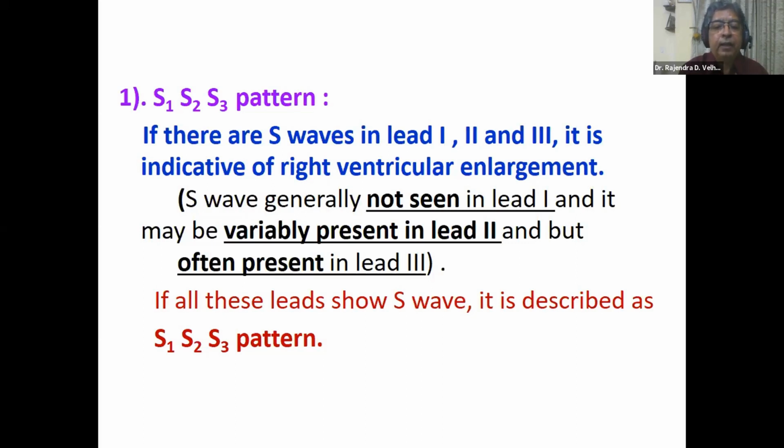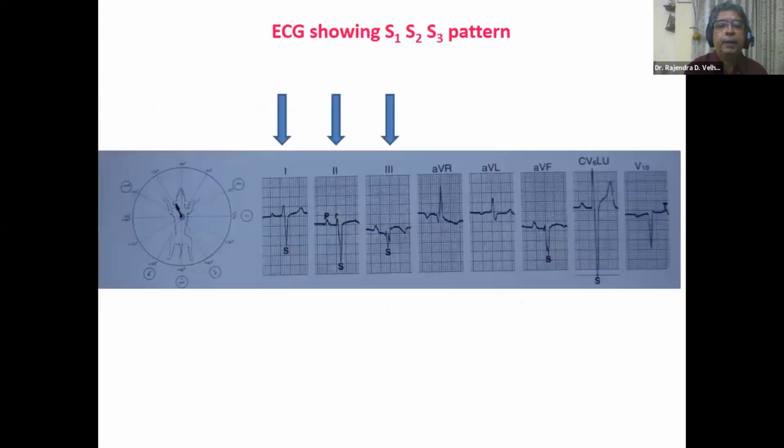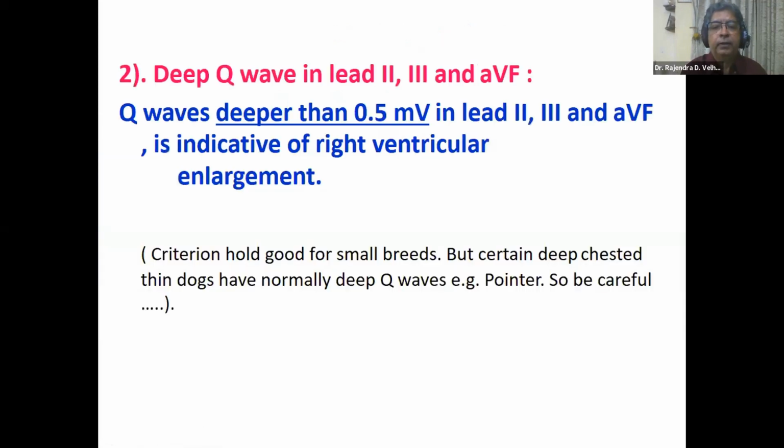That is why when all these 3 leads show the presence of the S wave, it is described as the S1, S2, S3 pattern, and it is suggestive of right ventricular enlargement. In this particular ECG strip, you can see lead 1 is showing the S wave, lead 2 S wave, and lead 3 S wave. So S1, S2, S3 pattern is seen, and therefore it's an indication of right ventricular enlargement.